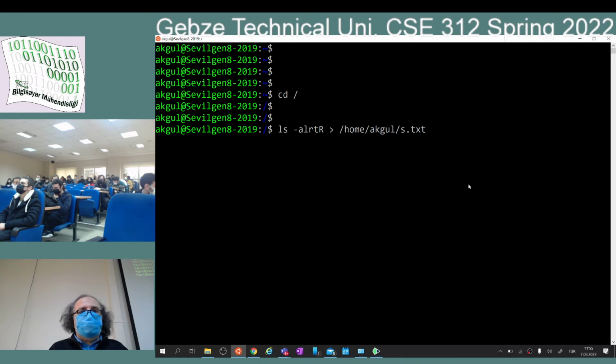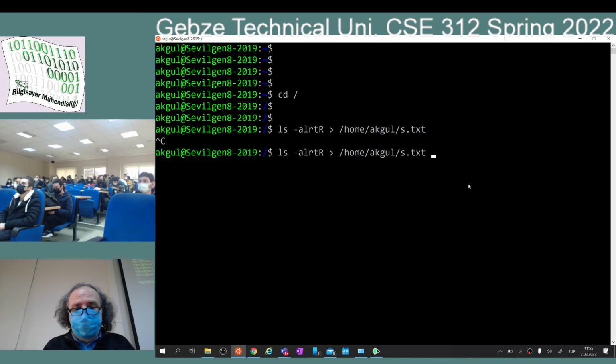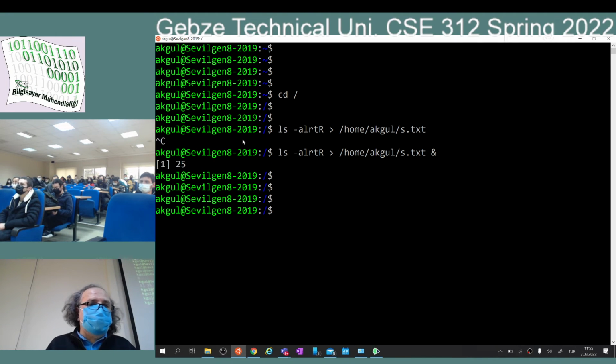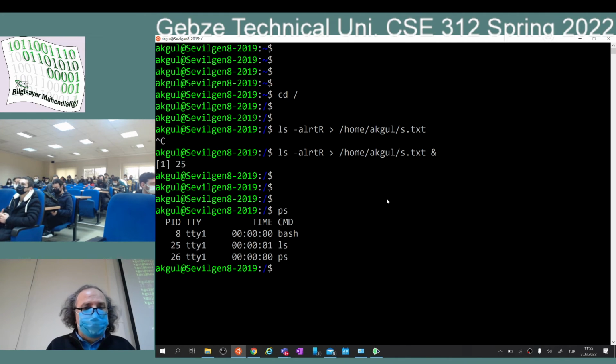See, it keeps running and running and running. So I'm going to kill it. I'm going to run it in the background if I can. Okay, so that means that I am going to run it in the background. See, 25 is the process number of my ls command. It is running in the background.